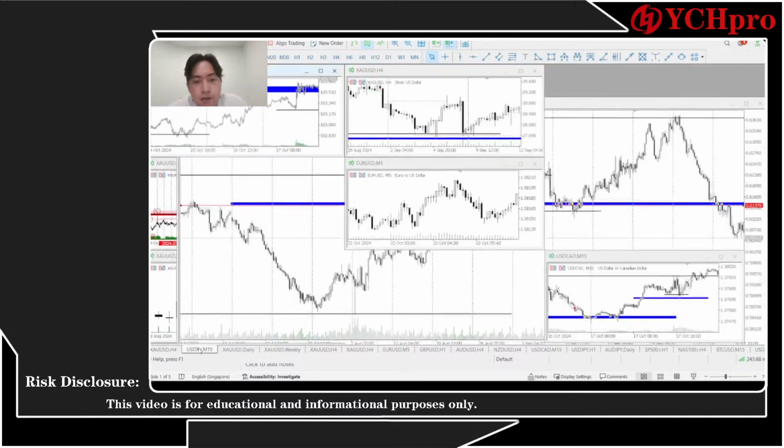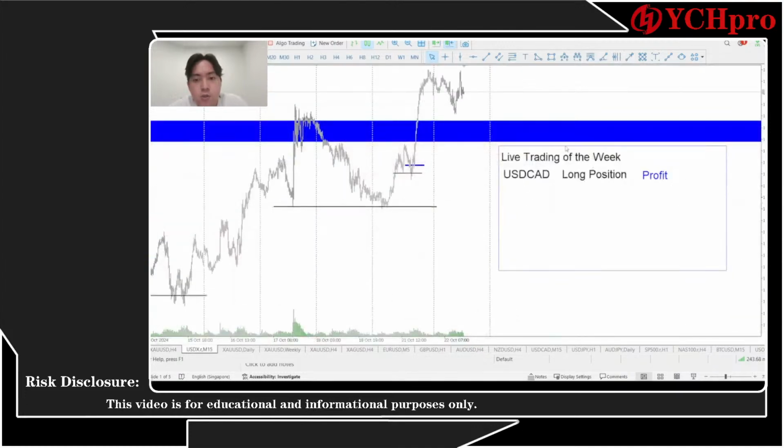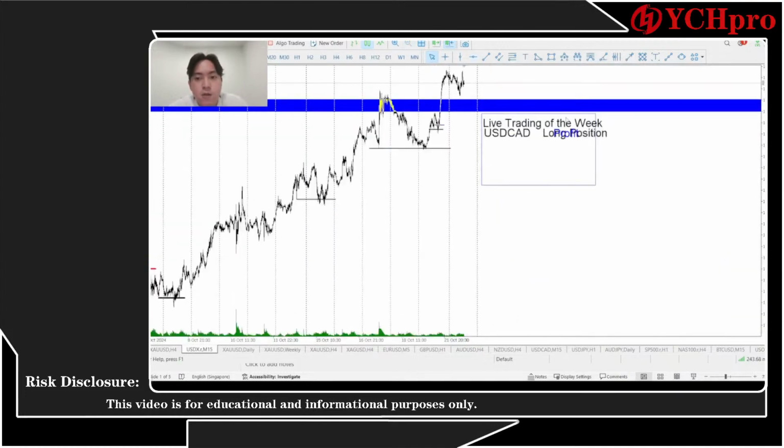Okay, so going back, let's go through the dollar index. This one has been giving us maybe some trouble. So I'll be facing another place. So going back here.